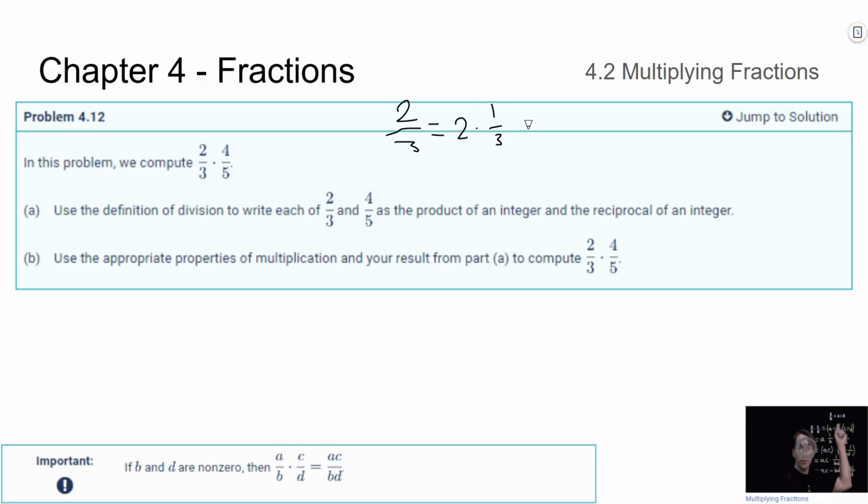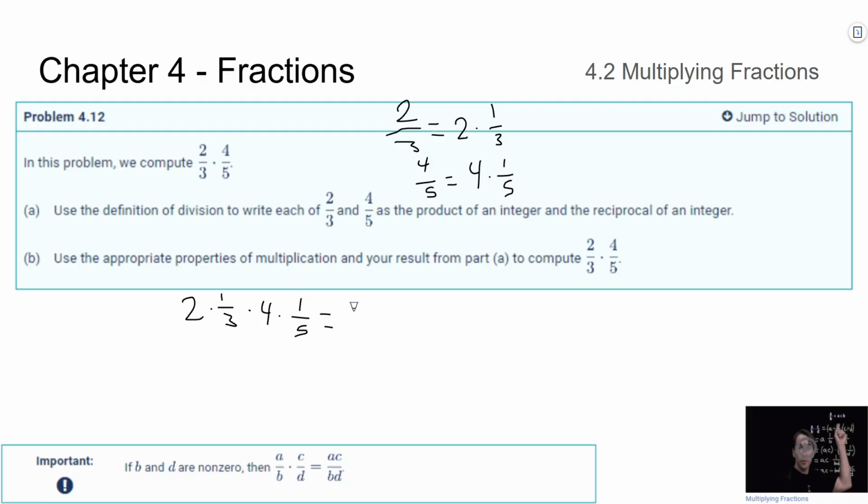So that's the reversal of that rule, right? Because we know if we want to combine them again, we do 2 times 1 over 3, or 2 over 3. We get back to what we started with. All right, so we did it for 2/3. How about 4/5? Same thing, 4 times 1/5. Okay, so now we can multiply these two together. So 2/3 is the same thing as 2 times 1/3 times, well, 4/5 is the same as 4 times 1/5.